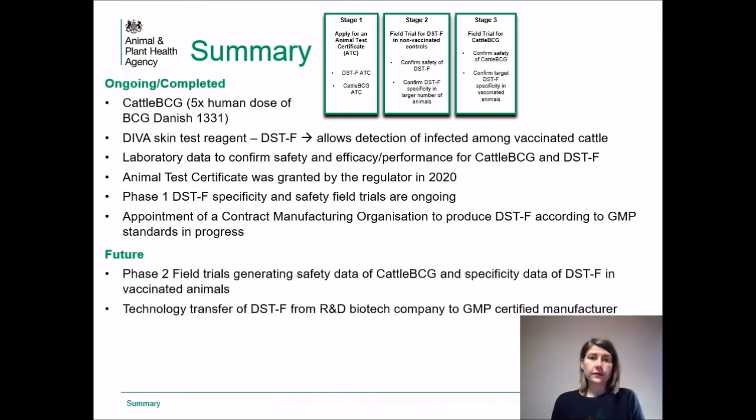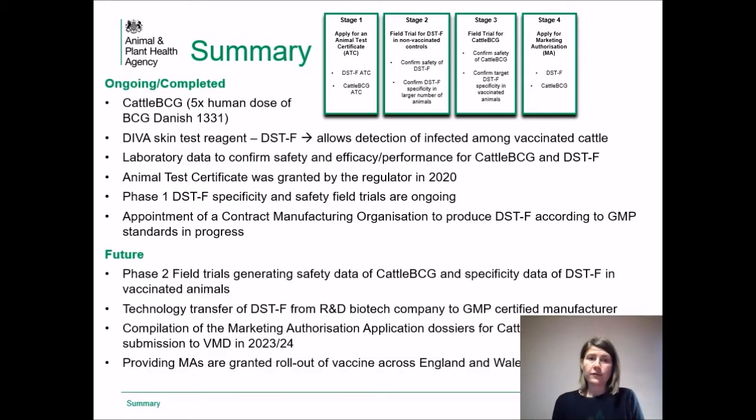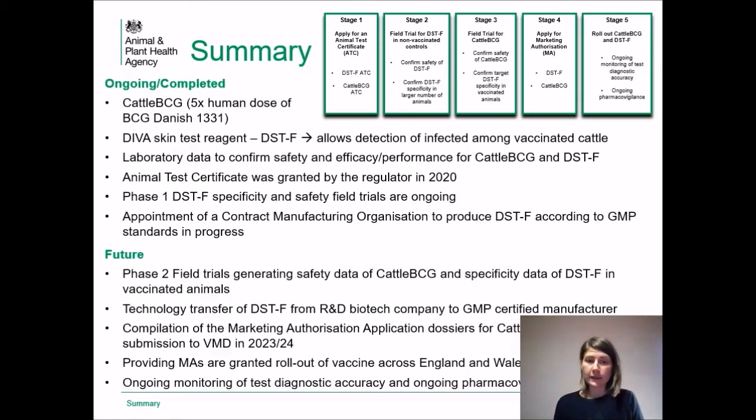We hope to start in May next year, phase 2 of the field trials, where we'll generate safety data for cattle BCG and specificity data of DSTF in vaccinated animals. Technology transfer of DSTF from an R&D biotech company to a GMP certified manufacturer will go ahead next year. We'll be then able to compile the marketing authorization application dossier and submit in 2023-24. Providing the MAs are granted, the vaccine and DIVA skin test can be rolled out in England and Wales. And once that happened, ongoing monitoring of test diagnostic accuracy and ongoing pharmacovigilance will be required.